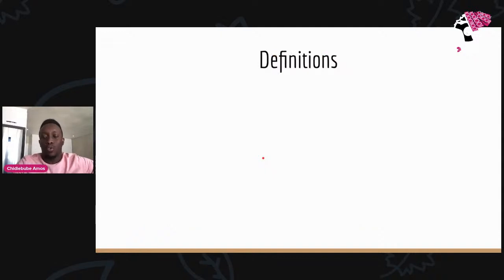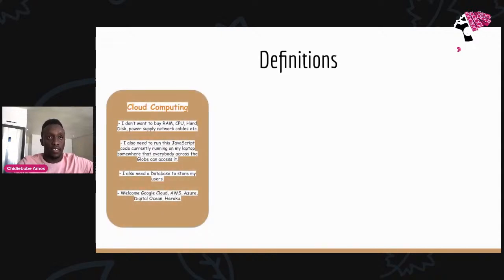So to go deeper into what we're going to see today, I just basically defined some terms here. What is cloud computing? If you search on Google, you will find lots of definitions for cloud computing, but I tried to break it down here. I don't want to buy RAM, CPU, hard drive, power supply, or network cables. I also need to run my JavaScript code. From my laptop, I want to run it somewhere else so that it can be accessible from across the globe. I also need a database to store my users.